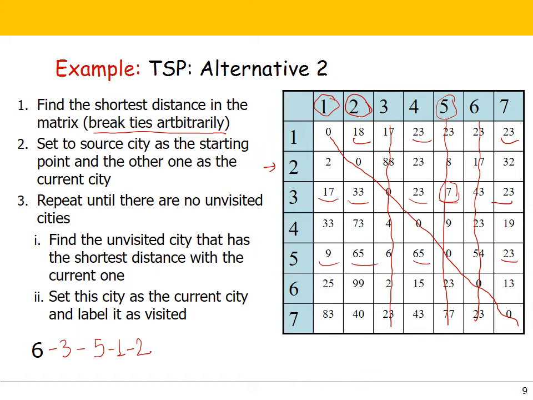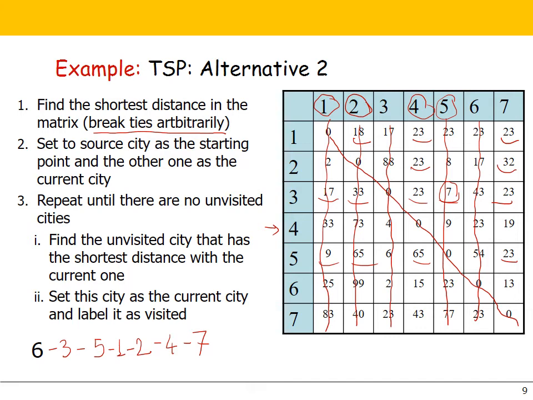Okay, then from 2, I will not look at this 1 anymore and 2 anymore, and we can go to 4 or 7, and 4 has a shorter distance. Then the next current will be 4, and since we have only one node remaining, 7 will be the last one. Okay, so this is basically the output of this alternative.